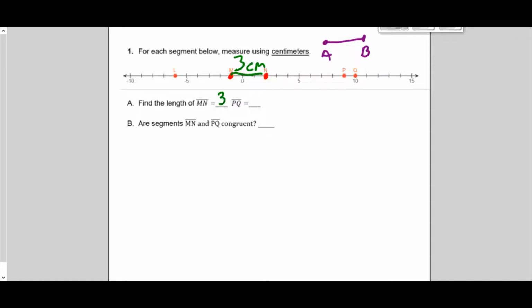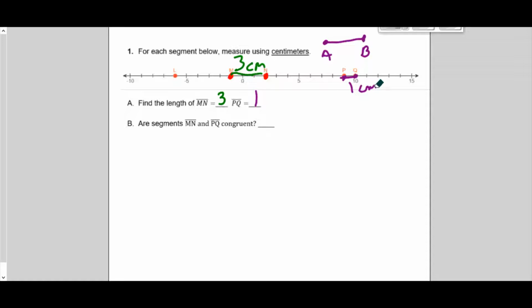PQ, so now I'm going to go to the segment that has P and Q. There's P and Q. That's a segment. The length between P and Q, there's only one space in between P and Q. So this is 1 centimeter. So PQ is 1 centimeter.